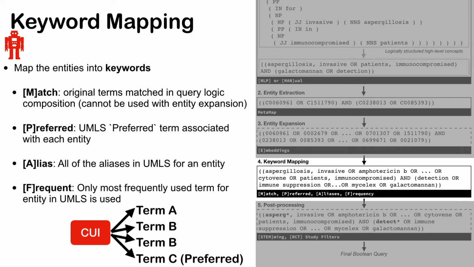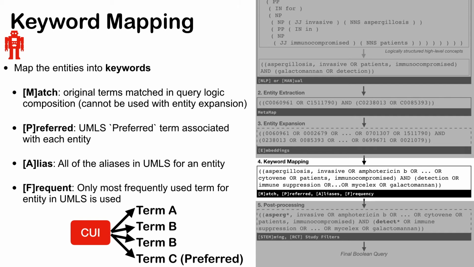Next, we take these concepts and we map them back into keywords. In the UMLS terminology, which we use to represent concepts and UMLS entities, each entity has many terms which represent it. UMLS is an umbrella ontology which is constructed by combining multiple other medical ontologies such as SNOMED, MeSH, among others. We have 4 methods for performing keyword mapping, 3 of which exploit the relationship between UMLS entities and the terms that represent them.